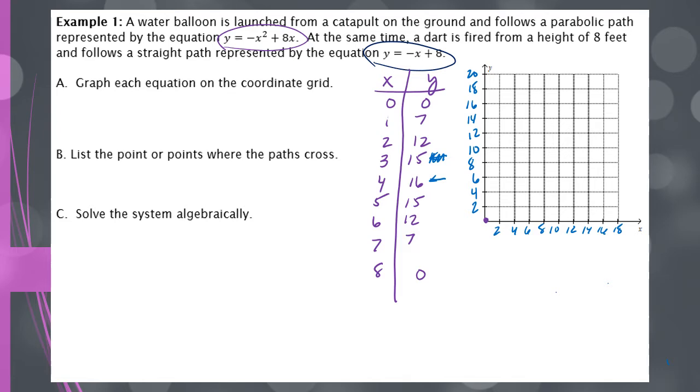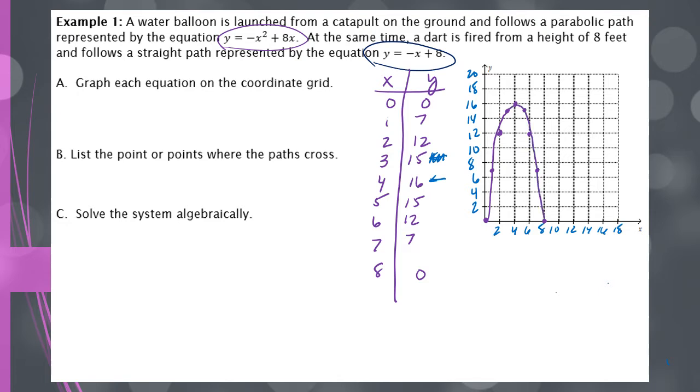All right, so let's go ahead and graph our parabola. So I have the point 0, 0, that's already done. 1, 7 would be in the middle, like half a box, and then up 3.5 boxes. 2, 12 would be here. 3, 15 would be about there. 4, 16, and then we're going to go back down. 5, 15, 6, 12, 7, 7, and then 8, 0. So this is what the path of the water balloon looks like.